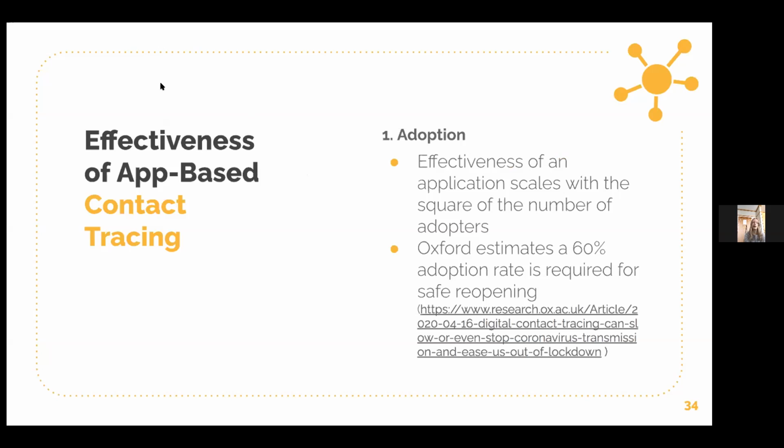And Oxford did a study and they estimated that 60% of people are going to have to adopt an app in order for actual safe reopening. So that's the threshold that we should try to achieve to effectively be able to reopen our economy and reopen the different places that we want to go to and feel safe doing that while using the app.